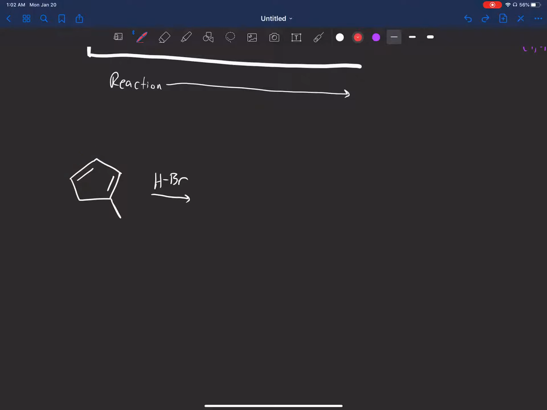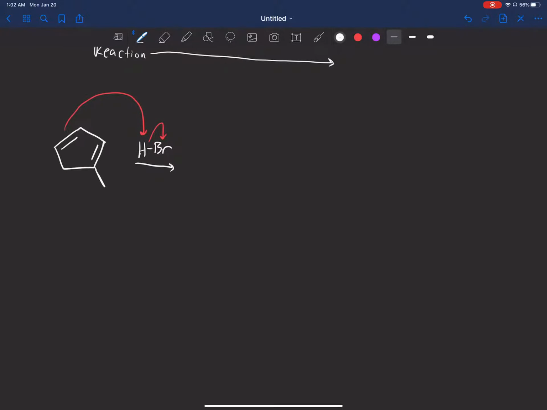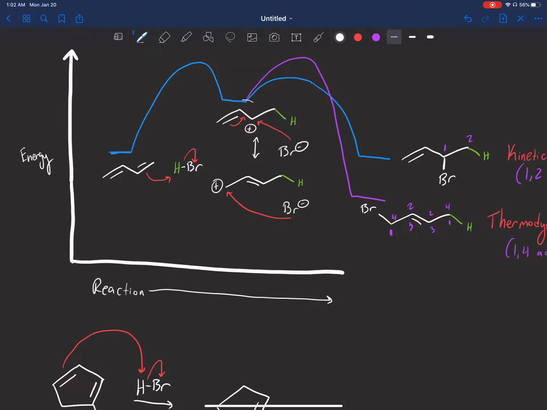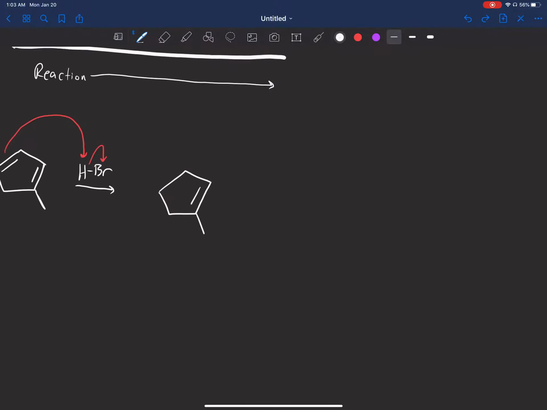So this guy is going to grab the H. This Br breaks off. So we're going to get this. This double bond stayed the same. We have this. Now here's our dilemma. We can form the carbocation here or here. How do we decide which one we're picking? Remember how we were able to resonate this guy here? We need to be able to do that.